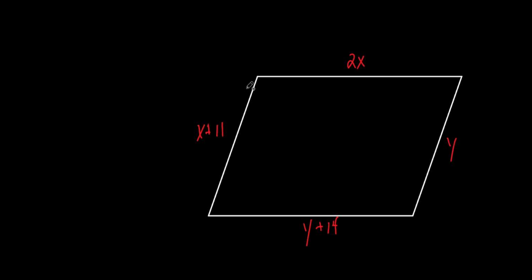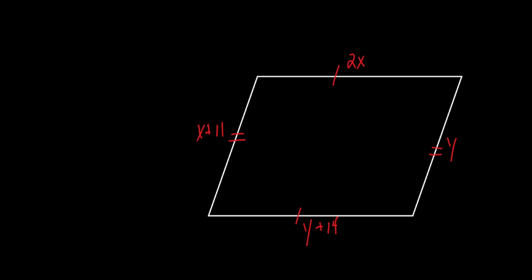All right, here we go. What we want to do is find out what x is equal to and what y is equal to in order to make this a parallelogram. So how could we make this a parallelogram? Well, if I knew that this side was equal to this side, and also knew that this side was equal to this side, then that would make it a parallelogram. So I've got to figure out what x is going to be and what y is going to be.